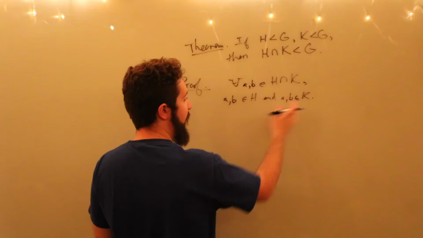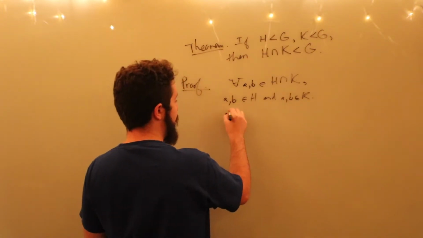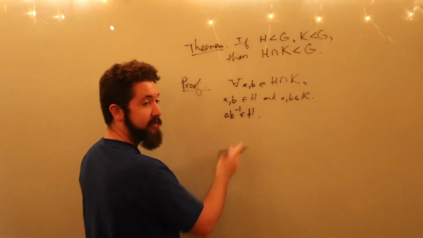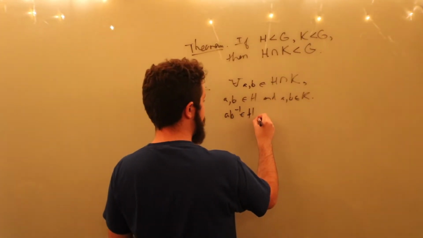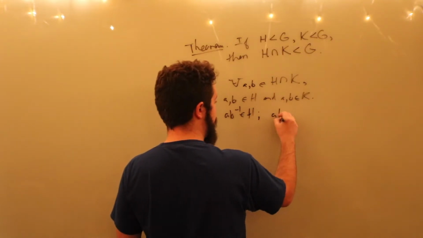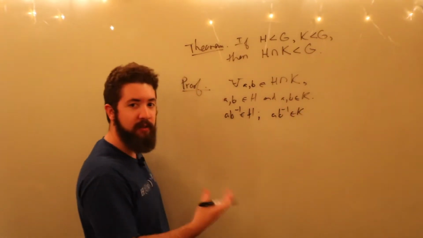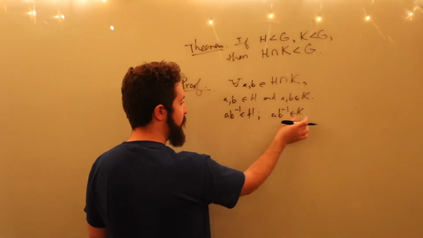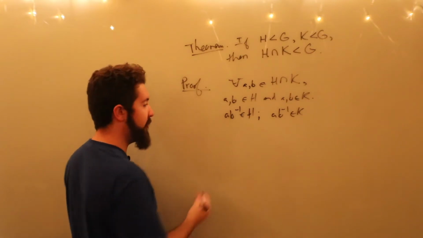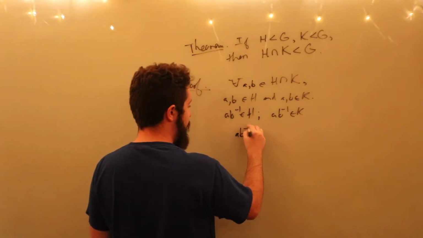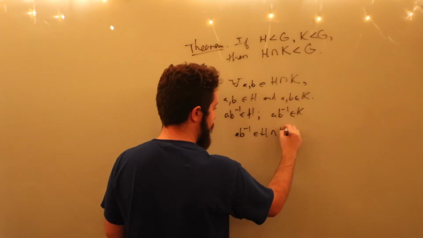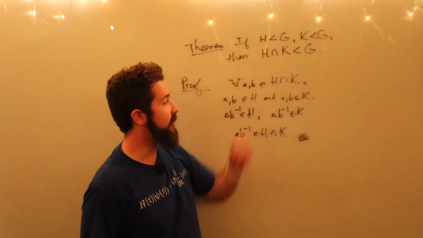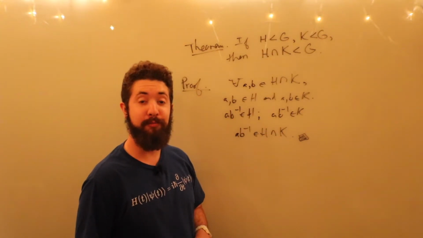Now since H and K are both subgroups of the group G, we know the product AB inverse is going to be in H, right? That is the subgroup test. Likewise, we know that AB inverse has to be in K because K is also a subgroup. Well, now we've shown that this product is in H and it's also in K, then by the definition of H intersect K, we have that AB inverse is in H intersect K. And thus, by the subgroup test, H intersect K is itself a subgroup of group G.